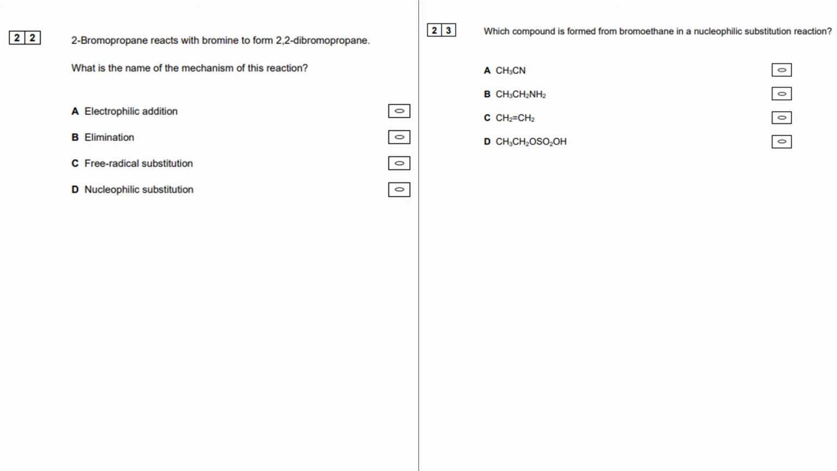Question 22. 2-bromopropane reacts with bromine to form 2,2-dibromopropane. So we're going from a haloalkane. I'll just draw that in there. That's your 2-bromopropane reacting with bromine to form dibromopropane.